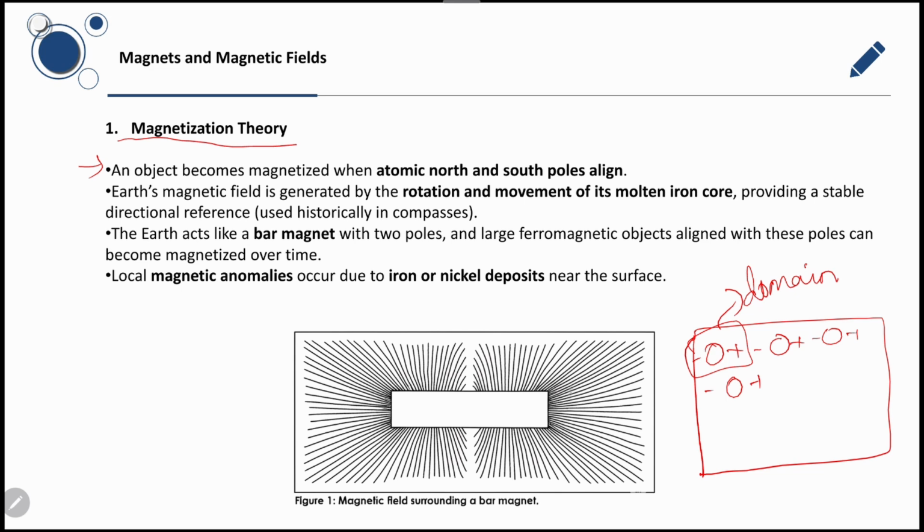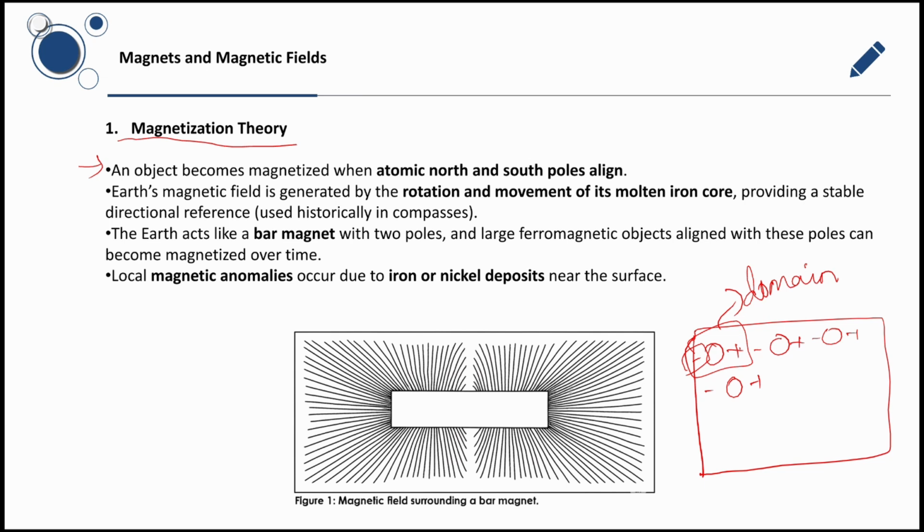You can think of each magnetic domain as its own miniature magnet. Each one has its own tiny positive and negative end, the north and south end, just like a regular bar magnet. In an unmagnetized material, the domains point in random directions, so their magnetic fields cancel out.